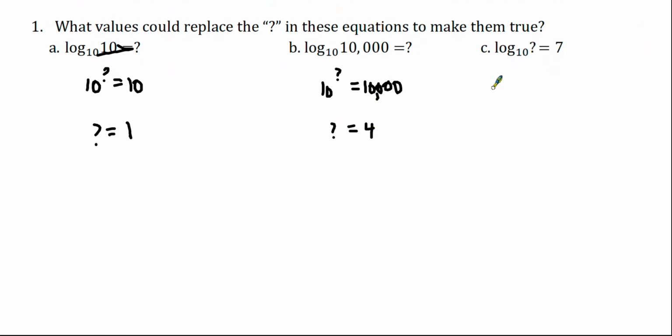Now this one, the question mark is in a different spot, but I still want to think about rewriting this as an exponential. So this one would become 10 to the seventh power equals my question mark. And 10 to the seventh power, right, it's basically just a 1 followed by 7 zeros. So here, my missing value is 10 million.